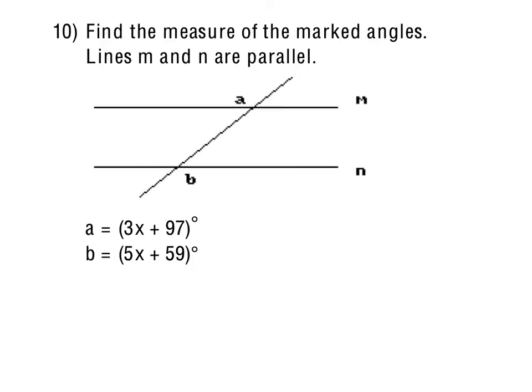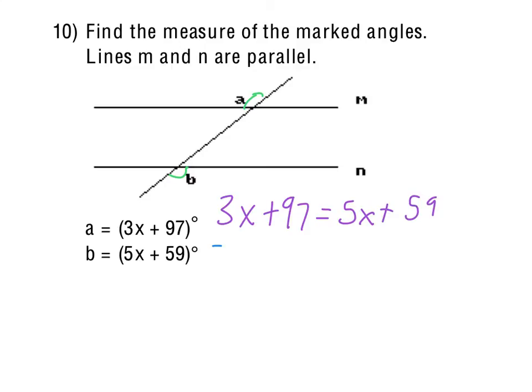All right, so the diagram for number 10, these are alternate exterior angles which are congruent. Notice they're also both obtuse angles, so in this case, we can tell that those are going to be congruent. So we just set 3x plus 97 equal to 5x plus 59. It's very similar to the last one, just a different setup, making sure you can understand that.